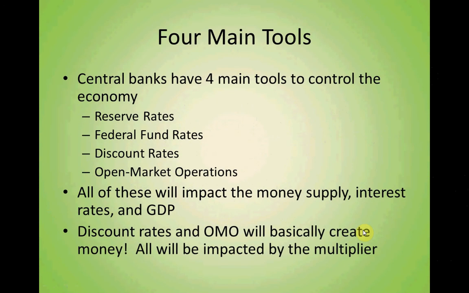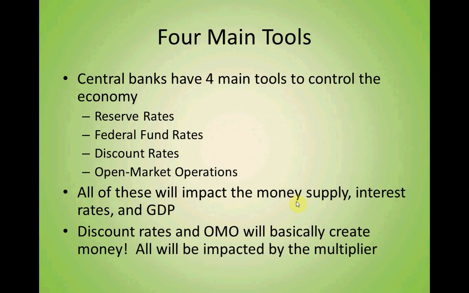All right, so how does the Federal Reserve do its job? We'll get into the details in a second. Central banks have four main tools, at least in the United States, and most other countries are pretty similar. The four main tools to control the economy are reserve rates, which we've already talked about, federal funds rates, discount rates, and open market operations. That's the really fun one, and maybe a little strange. All of these will impact the money supply, interest rates, and GDP. And next unit, Unit 5, is where we really dive into monetary policy's impact on the economy and GDP.